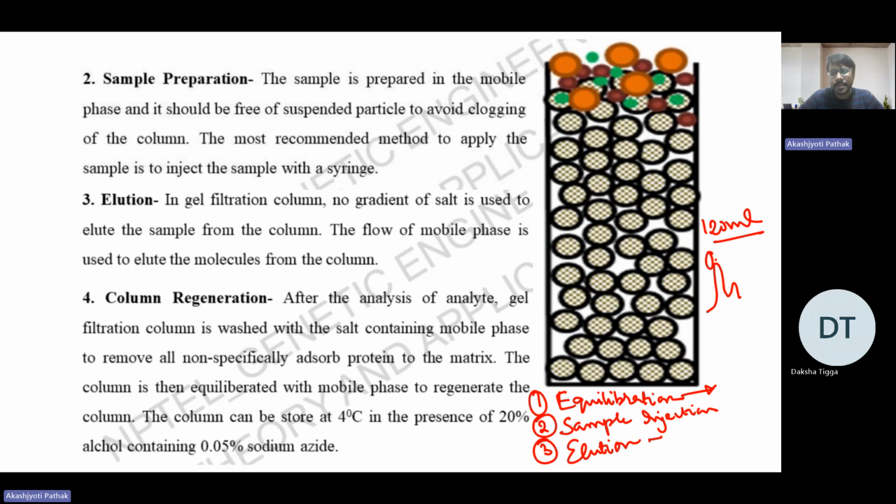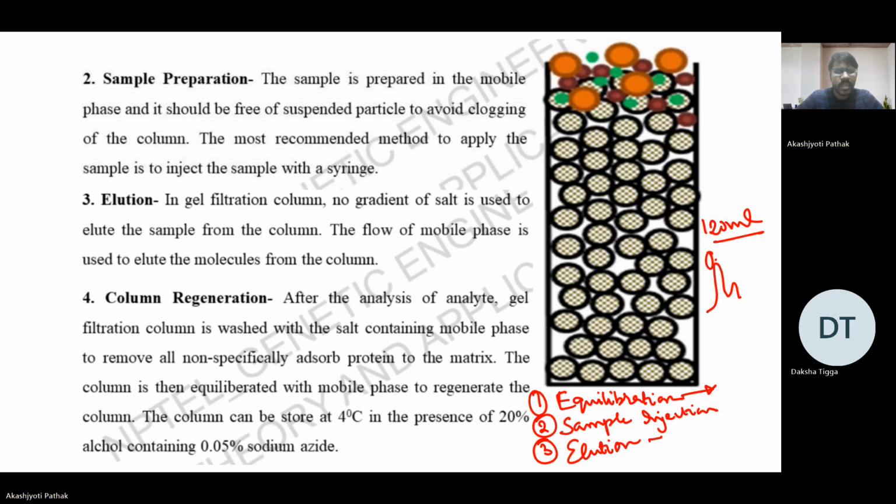It is equilibration, then sample injection. In the sample injection, your protein is passed from the tubes to the column, and in the elution step, you will start getting the peaks of your protein of interest.